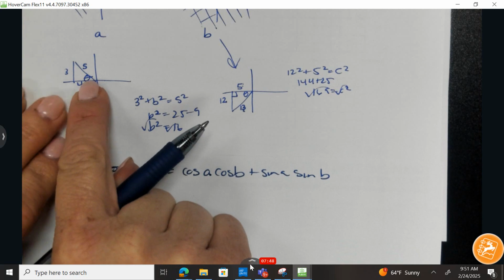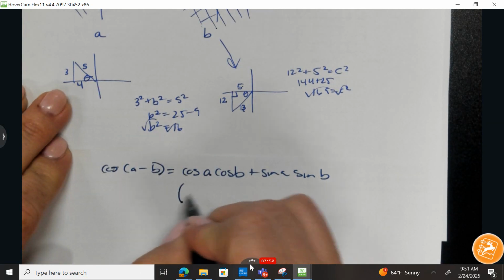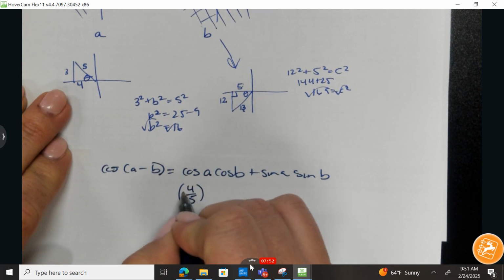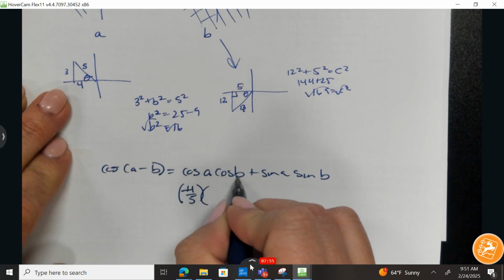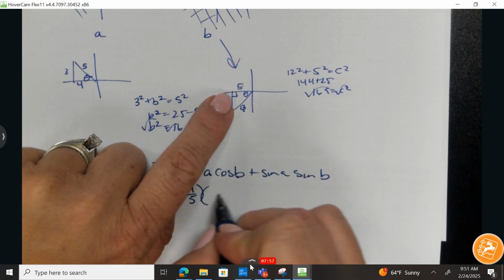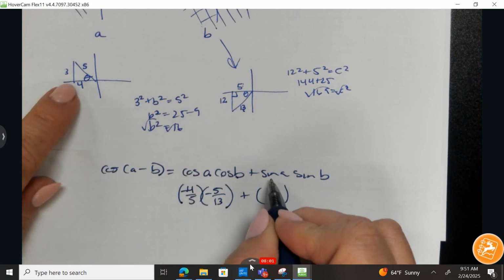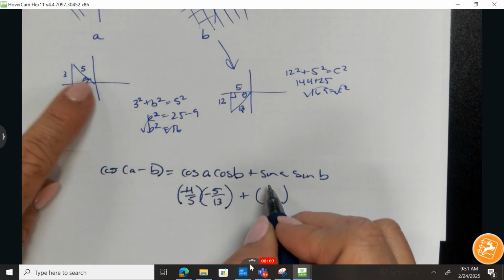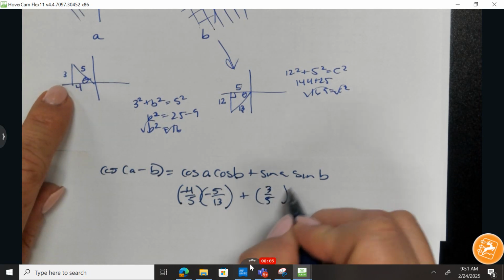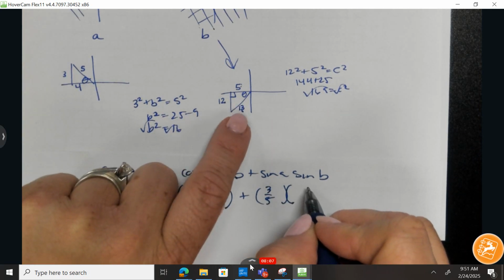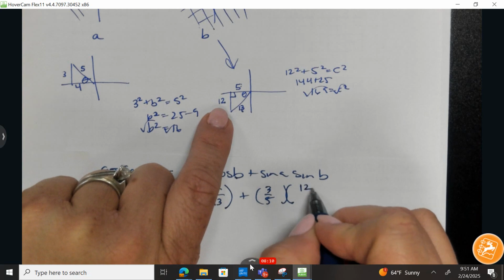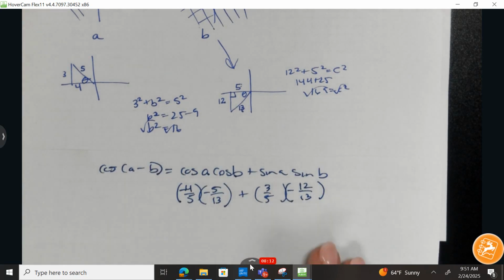What is the cosine of A? The cosine of A is 4/5, and it's negative. What is the cosine of B? The cosine of B is 5/13, and it's negative. What is the sine of A? This is A. Sine is 3/5, and it's positive. What is the sine of B? Sine of B is 12/13, and it's negative.